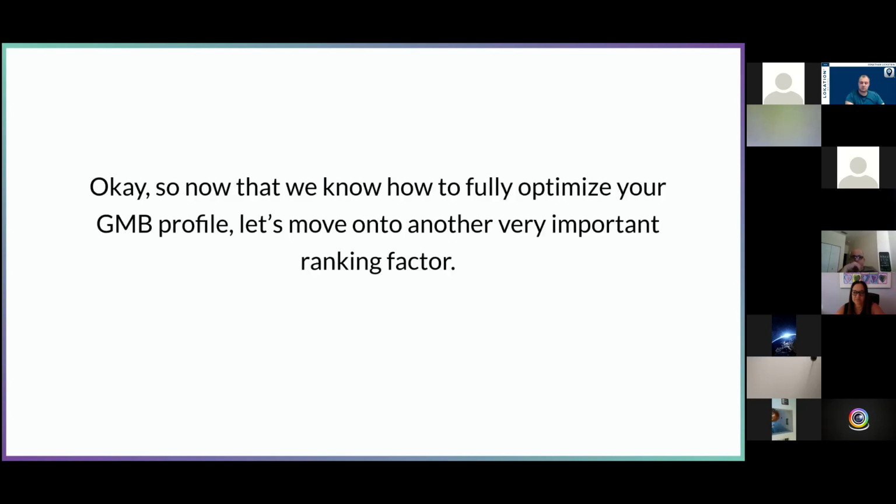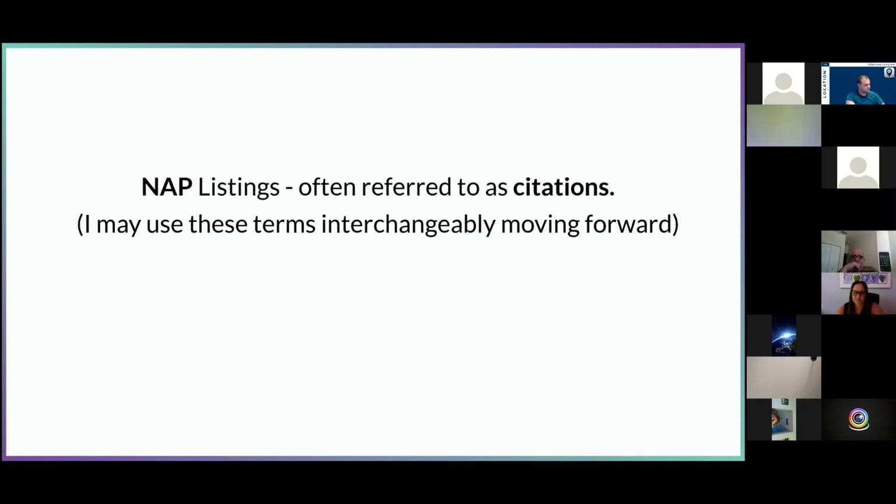All right, so we just finished optimizing the Google My Business profile. The next thing we want to talk about that is super important as well are your NAP listings. These are often referred to as local citations. So if you hear me say citations, local citations, or NAP listings, it's all the same thing. I just sometimes say them interchangeably.